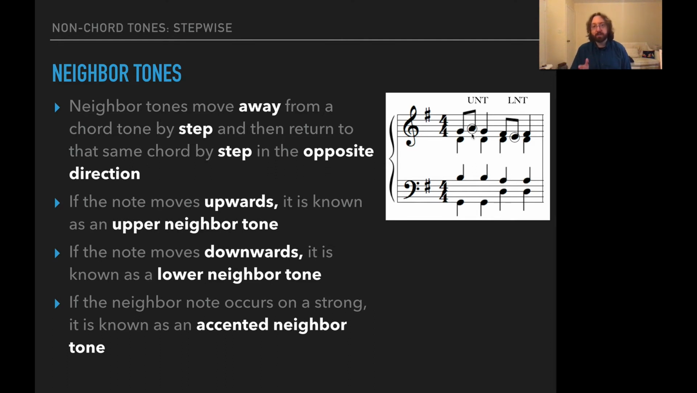Now you don't have to always analyze it as UNT or LNT for upper neighbor tone and lower neighbor tone. You can just analyze it as NT or even just N in some cases. And so next we have this E, which is not part of the D major chord. And so we know that that is a non-chord tone. And in this case it goes down first, so it's a lower neighbor. Sometimes you'll have the neighbor note occurring on a strong beat, in which case it is known as an accented neighbor tone.